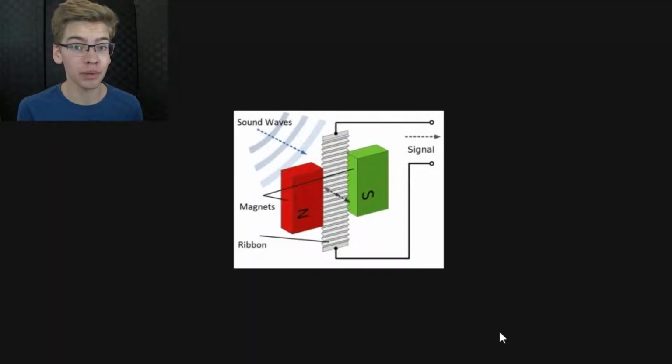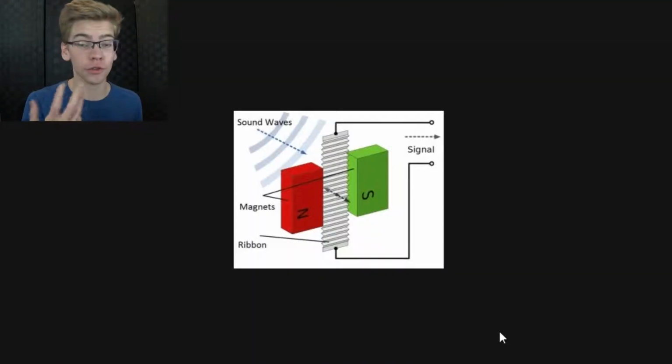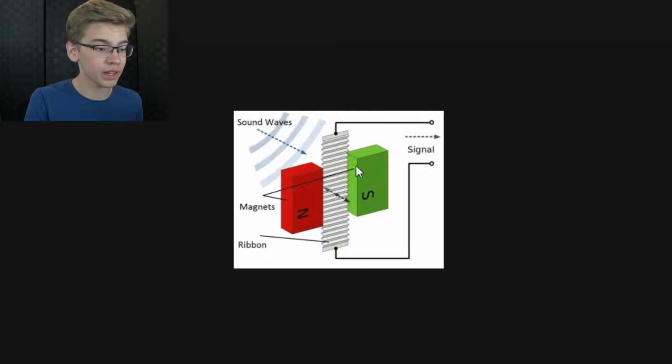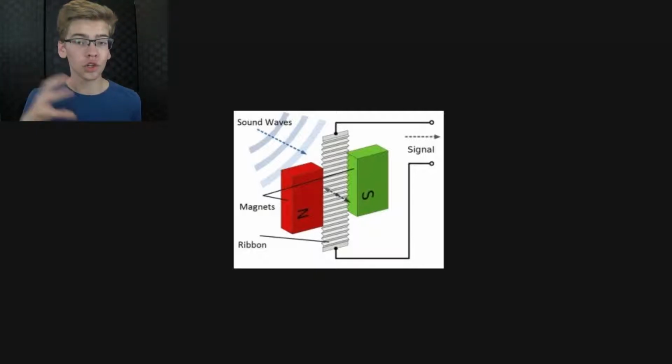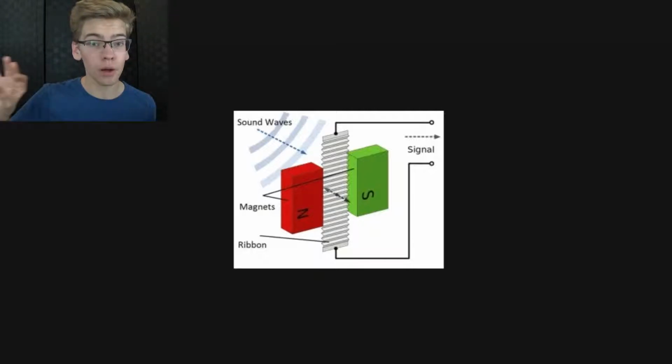Now for type. So there's a few different types. There's ribbon, which works like this, where you have a plate in between two magnets, and these have a pretty low output, meaning they don't have a lot of gain, meaning they are better at picking up loud sounds, and they're better at not blowing out loud sounds.